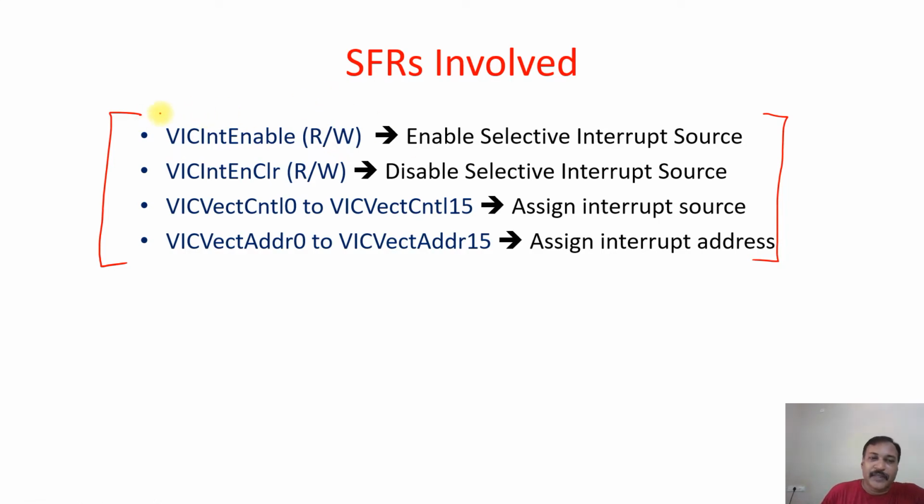First one is called the Vector Interrupt Controller Interrupt Enable SFR. This particular SFR is used to enable an interrupt source. There are totally 22 interrupt sources. Not all of them we are going to use at a given point in time. So we will be selectively enabling a particular interrupt source depending upon our requirement, what interrupt source you want to use. Only those interrupt sources we will enable. So the Vector Interrupt Controller Interrupt Enable SFR is used to selectively enable an interrupt source.